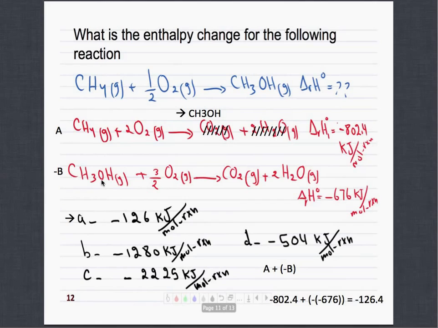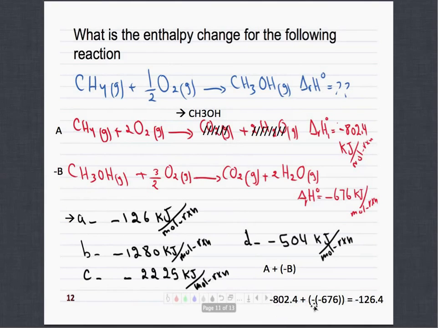So now I have CO2 gas plus 2H2O, giving me 3/2 oxygen gas plus methanol. And then definitely this line is going to be plus. Why? Because I reversed the reaction. Now I'm going to add the two reactions together. And clearly the CO2 is going to cancel, the water is going to cancel.